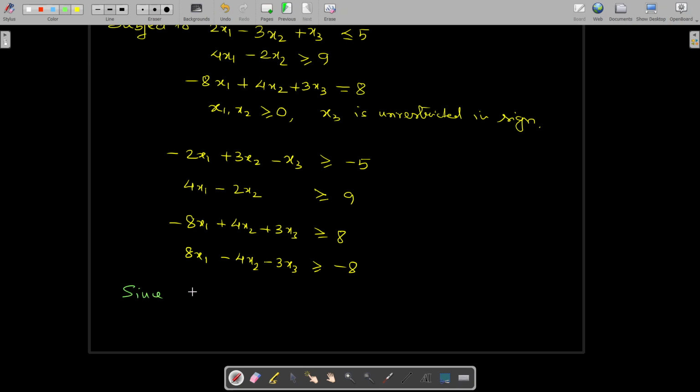Since x3 is unrestricted, we put x3 equal to x3 dash minus x3 double dash, where both x3 dash and x3 double dash are greater or equal to 0. You can use other notation always. So this is how we deal with the problem where the primal problem has one unrestricted variable.